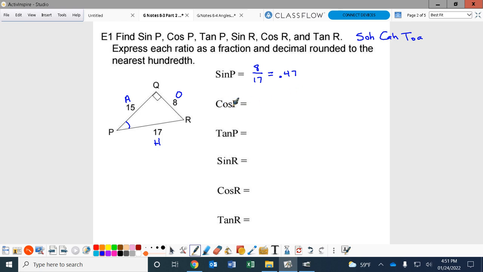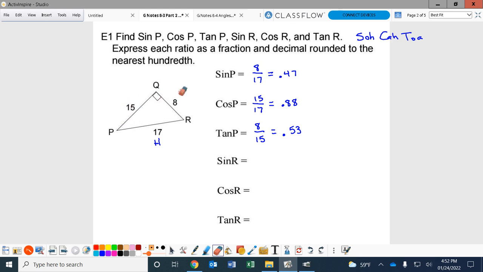For the next one, cosine of P is going to be adjacent over hypotenuse. So adjacent is going to be 15, hypotenuse is going to be 17. So 15 over 17 as a decimal is 0.88. For the next one, tangent of P would be opposite over adjacent. So opposite would be 8 over the adjacent, which would be 15. And 8 over 15 again does not reduce, but it does turn into a decimal at 0.53.